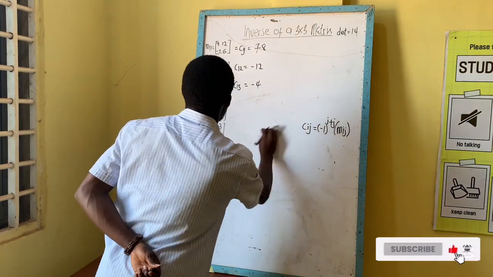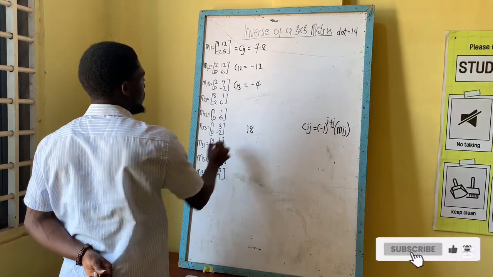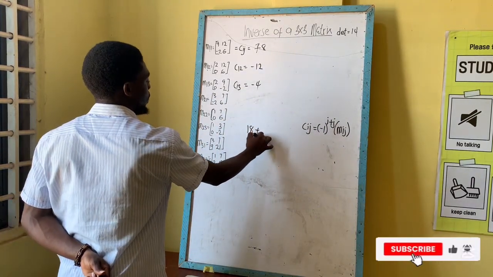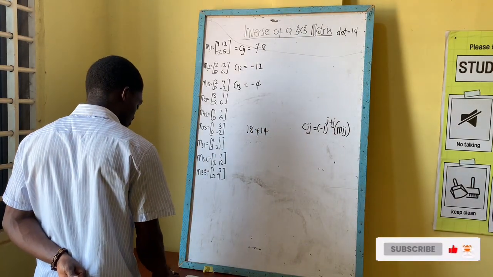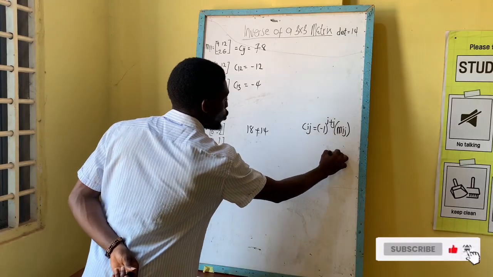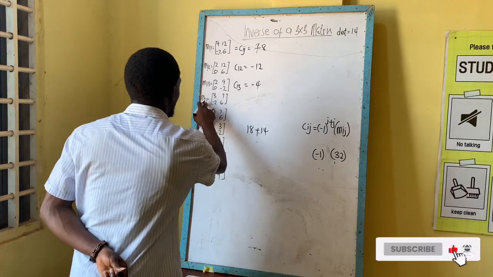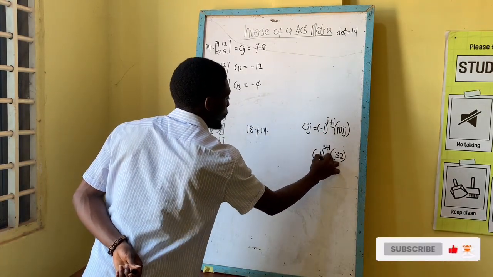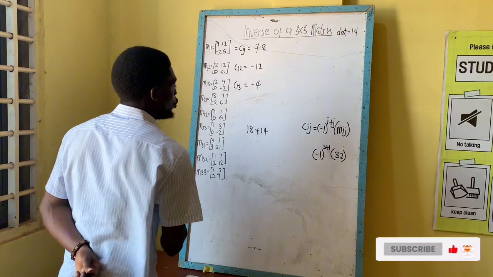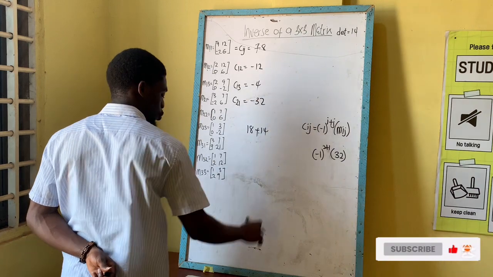Move straight away to the cofactor 2 1. 3 times 6 gives us 18. 7 times 2 gives us 14. Minus gives us plus. So 18 plus 14 gives us 32. So we have 32 to be our determinant, multiplied by -1, 2 plus 1. So -1 multiplied by 32 gives us cofactor 2 1 to be -32.